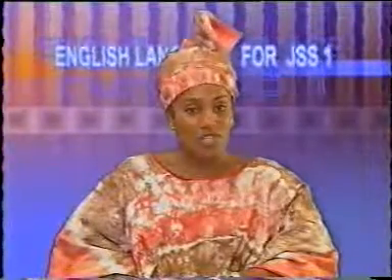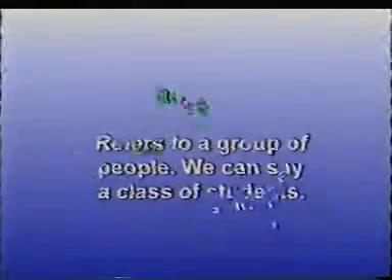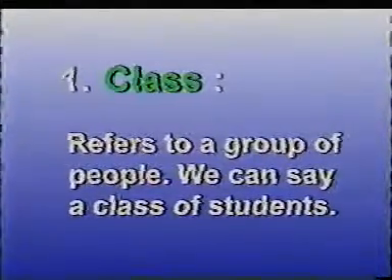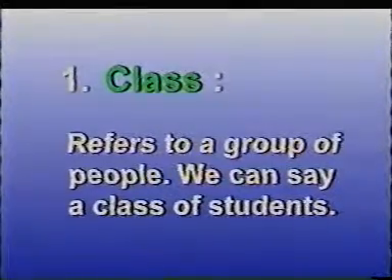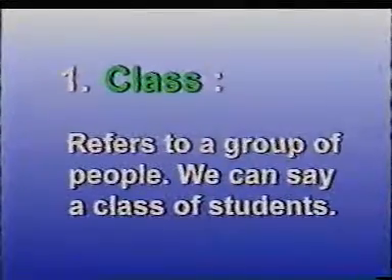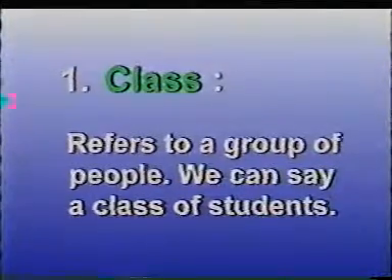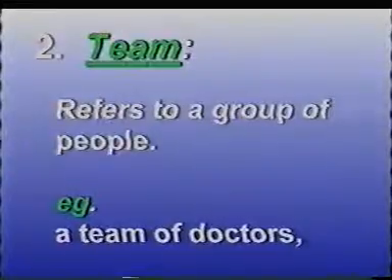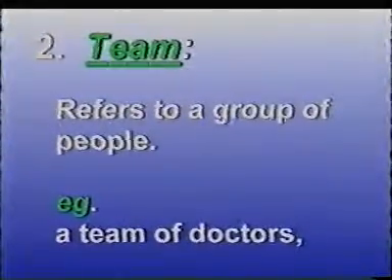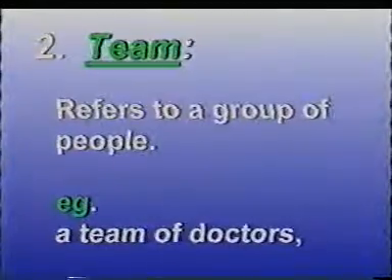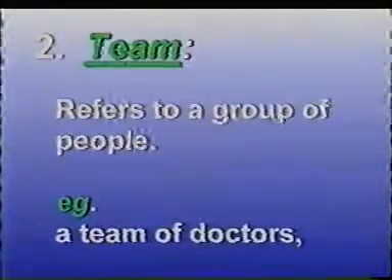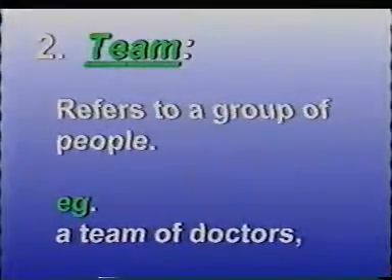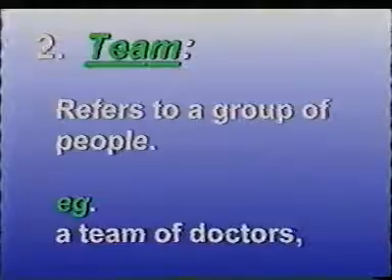Let us now look more closely at the collective nouns we have just shown on the screen. 1. Class. Class refers to a group of people. We can say a class of students. 2. Team. Team refers to a group of people. Example, a team of doctors.